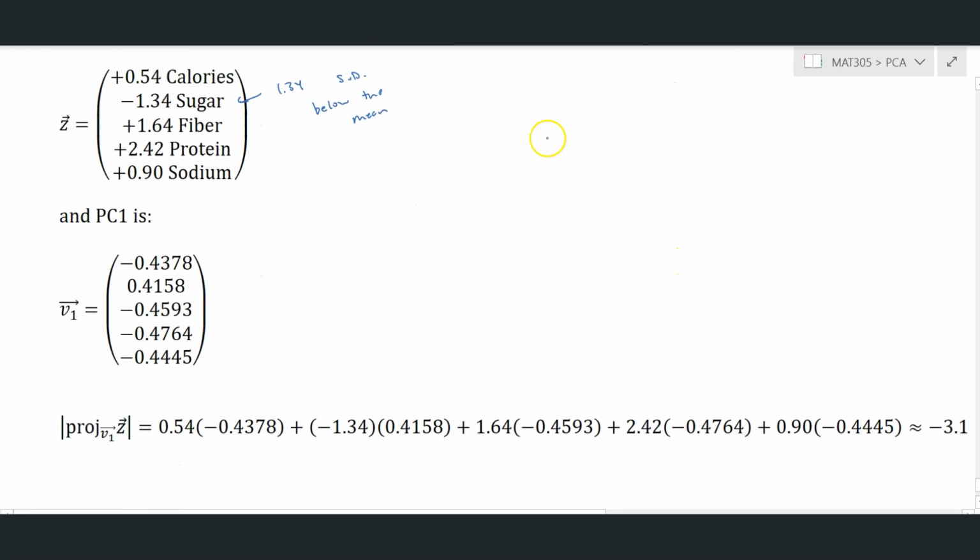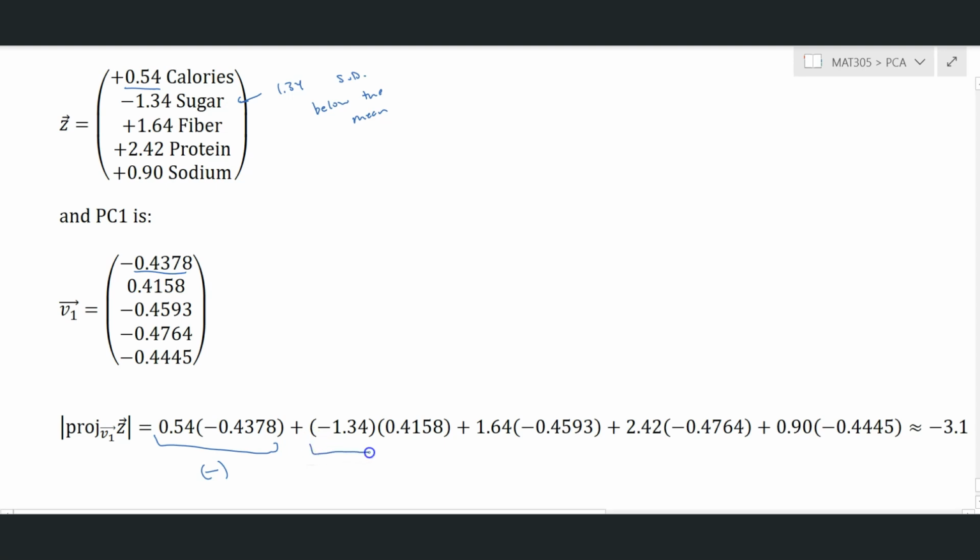Now V1, which again is orthonormal, if you were to compute the length of this thing, you would get 1. It's orthogonal to the other eigenvectors, but it is length 1. Now look at what happens when we take the dot product. It'll be the first component times the first component. Well, how is that going to contribute to the score? It's going to contribute negatively, right? That's going to be a negative contribution. So what does that mean? Well, it means that for calories, it scores a little bit higher than the average.